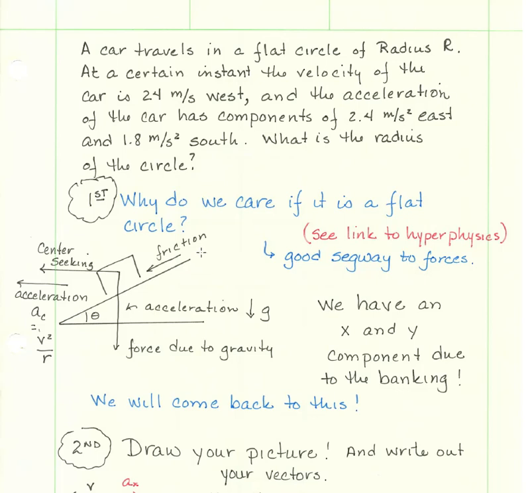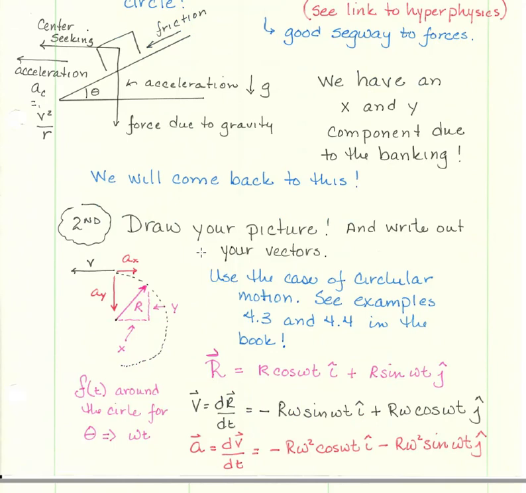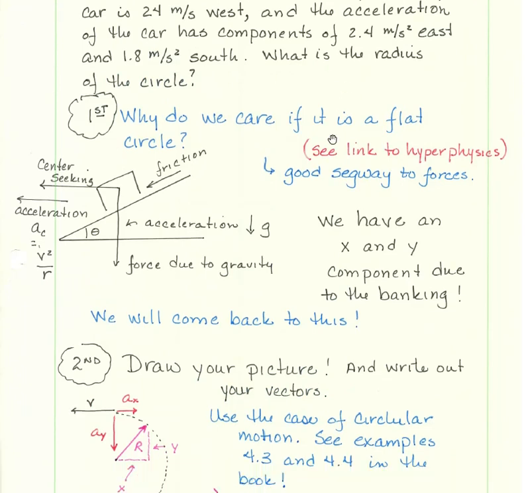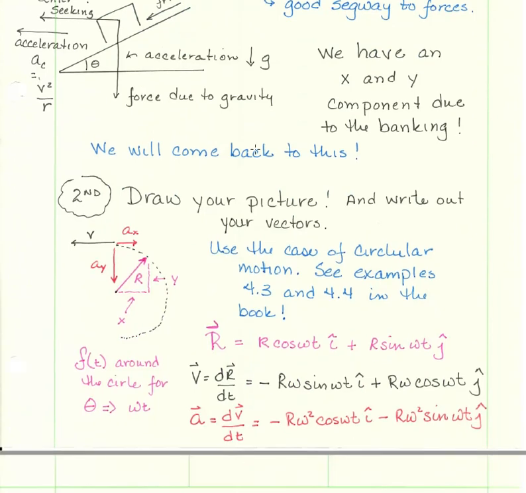So as with any problem, the first thing we want to do is draw your picture. So at this point, I've got a circle here. I've got the velocity going west. I have a y component of my acceleration. I have an x component of my acceleration, and I have an r. And we're trying to find the radius of the circle, so we want to find that magnitude of r. And so we want to do that.